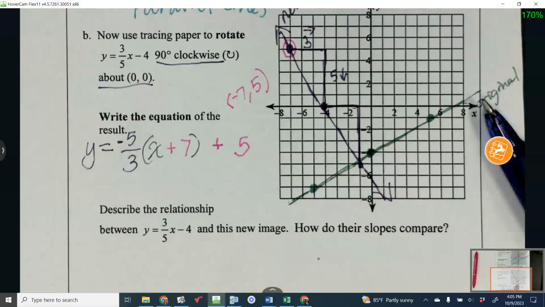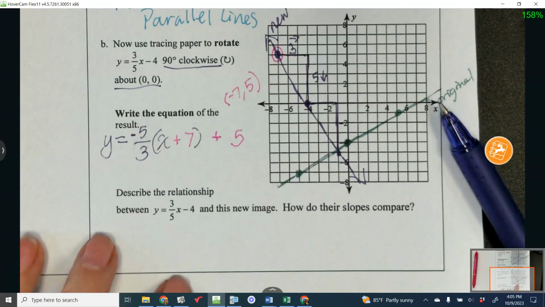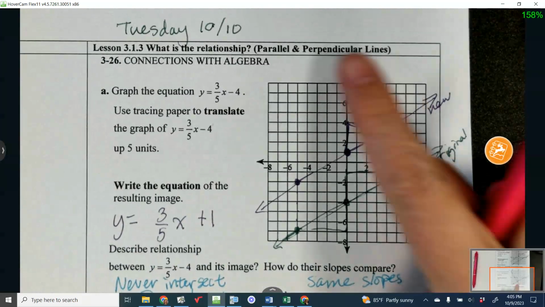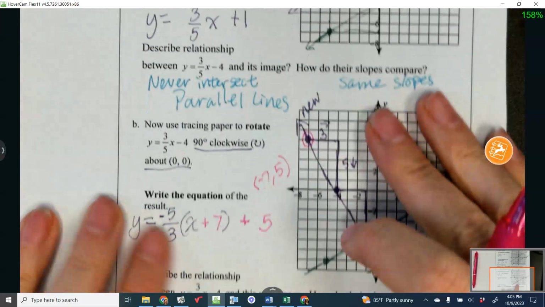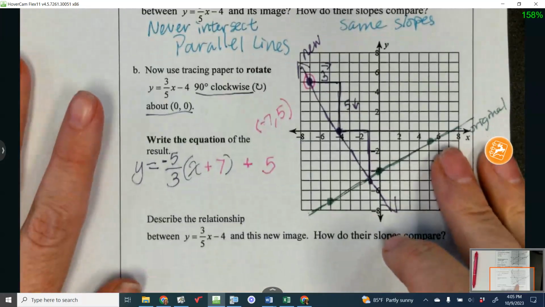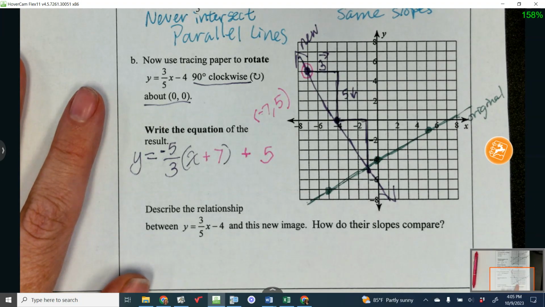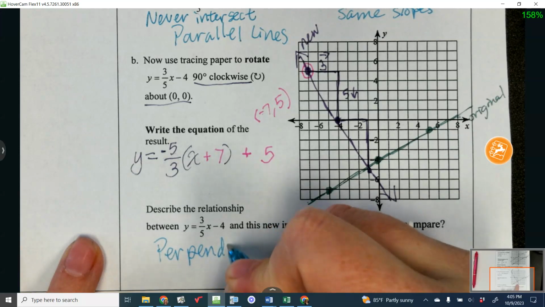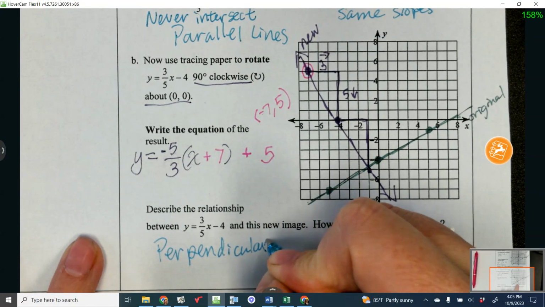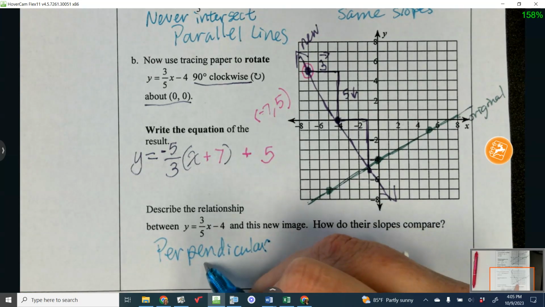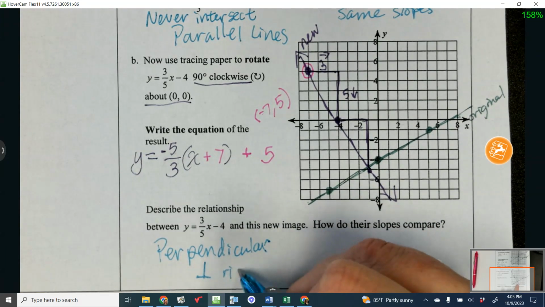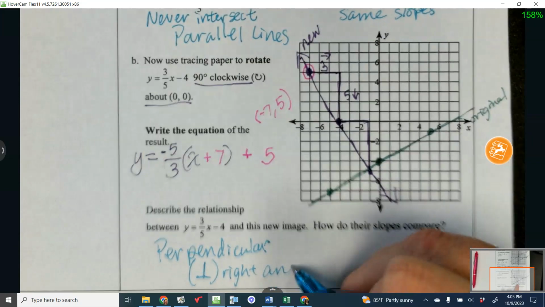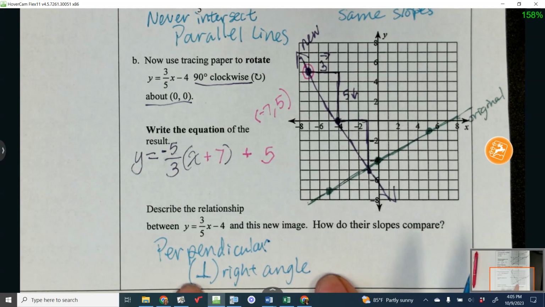So, zoom back. Let's describe the relationship. The other word in our title, we did parallel already, and then perpendicular. I'm going to go ahead and write that very big word down. This word means meet at a right angle. That's the symbol, by the way. Just wrote it down without saying. So they meet at a right angle.